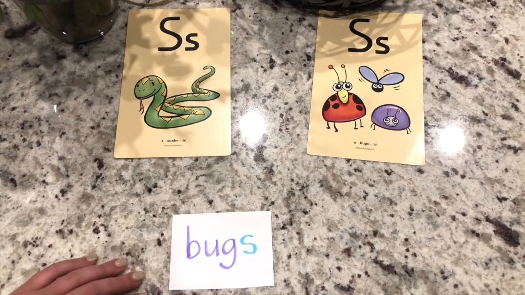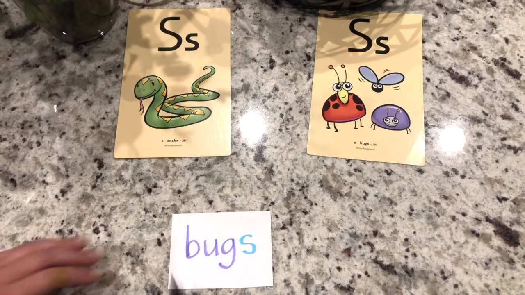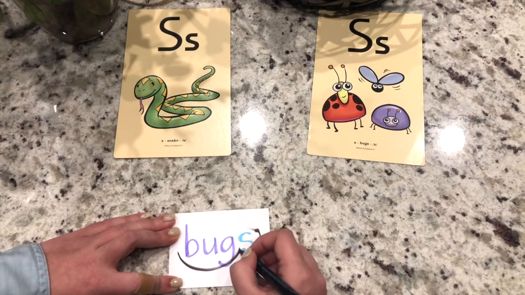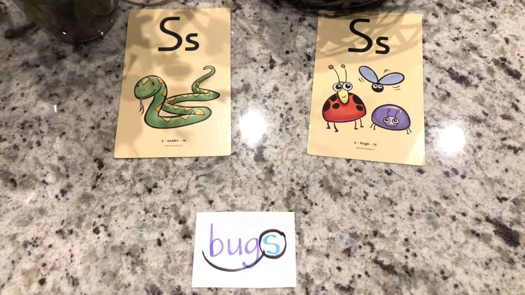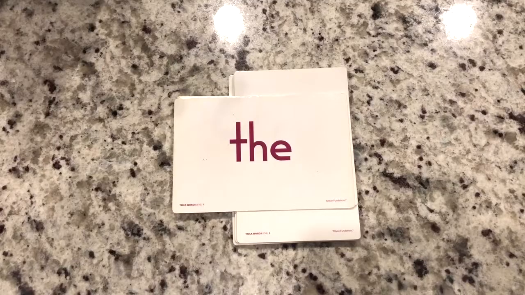And last one, without the s, it's the word bug, which is singular. There's only one bug. With the s, it makes the word plural, which means there's more than one. There are bugs. Very good. Let's keep going. Okay, friends, let's do our trick words now.